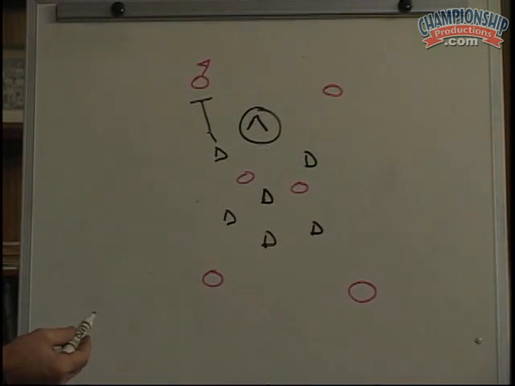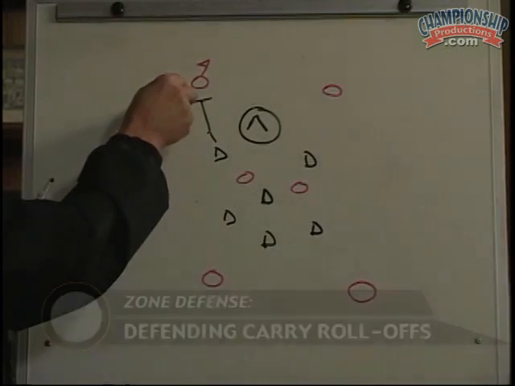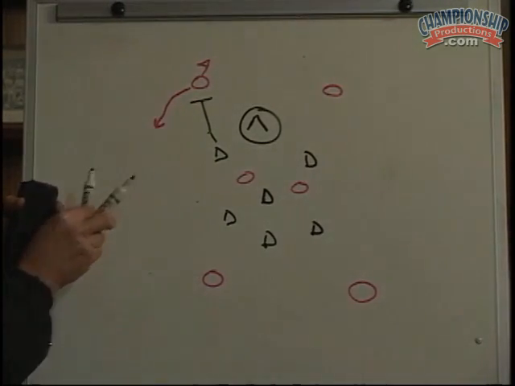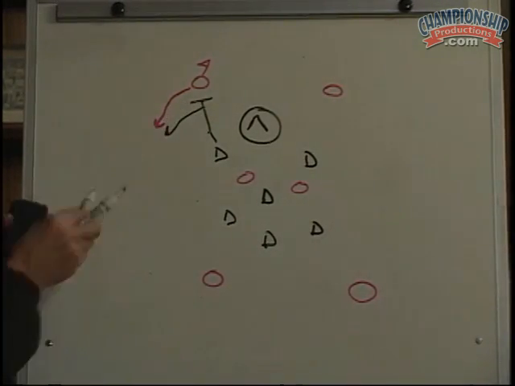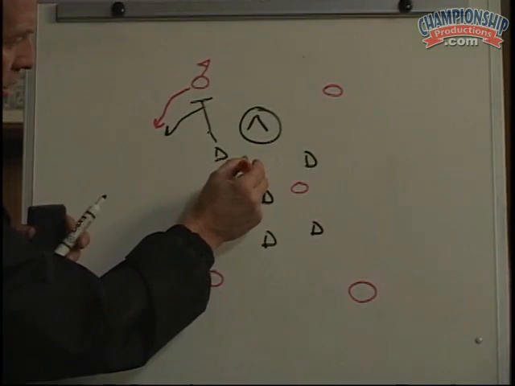Some of the things that teams might use against a zone are called carry roll-offs. The player with the ball will start to carry it. The defender has to stay with him, otherwise they're going to get an easy shot. Then you'll see what we call the roll-off.